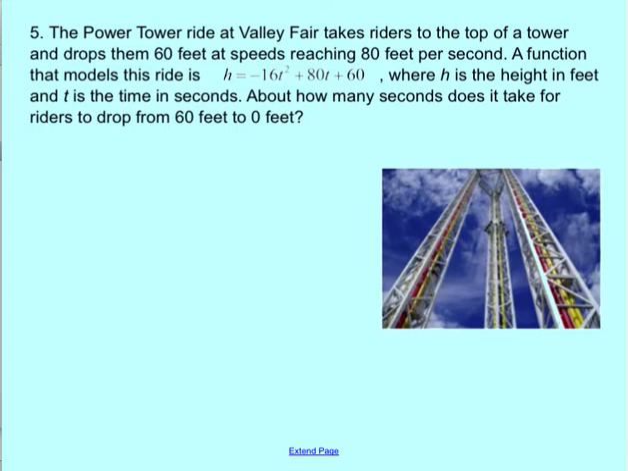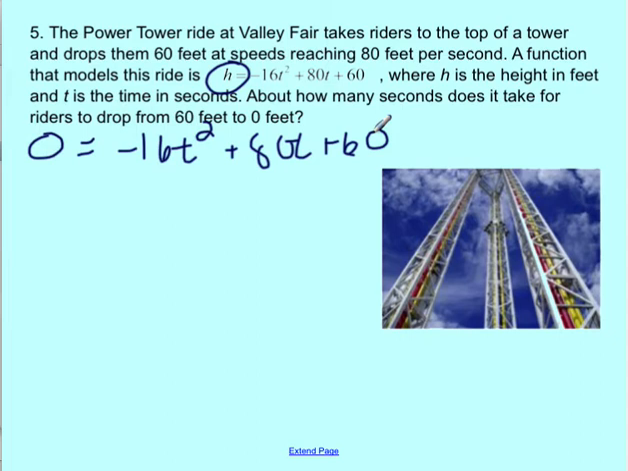So its height is in feet, that's h, and t is in seconds. How many seconds after the ground does it take to drop from 60 to 0 feet? So that means for h, we're going to plug in 0. So we have 0 is equal to negative 16t squared plus 80t plus 60. Okay, now it's set up like a quadratic formula we would normally use. Our numbers are just slightly bigger.